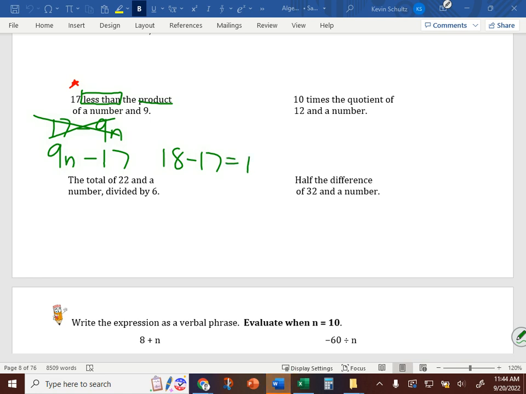Okay? I guarantee you that phrase or the phrase subtracted from will show up on your test for one of these. So you have to know why they are starred. They're starred because the order switches.